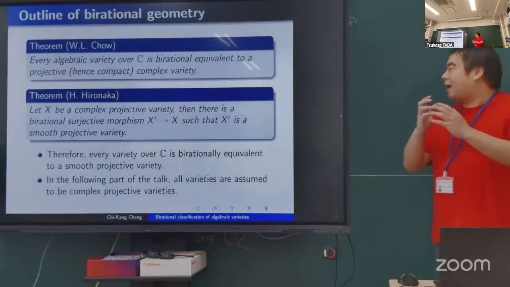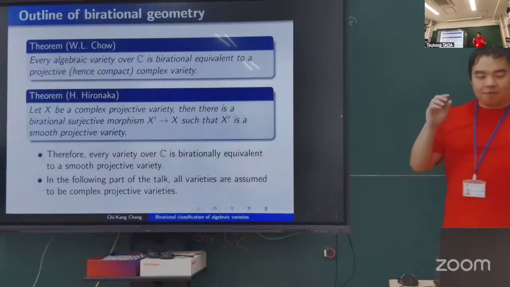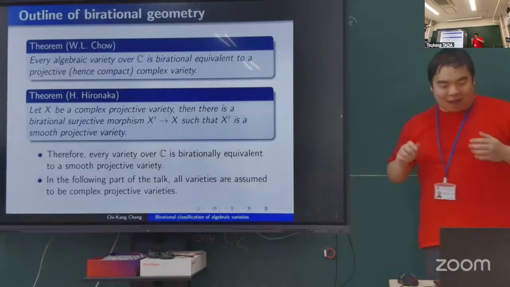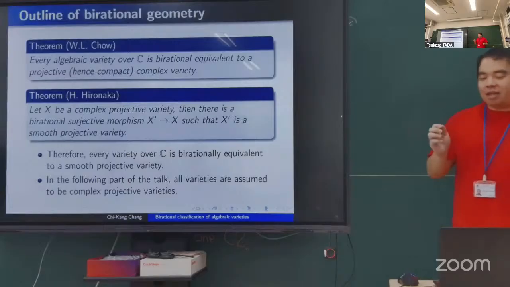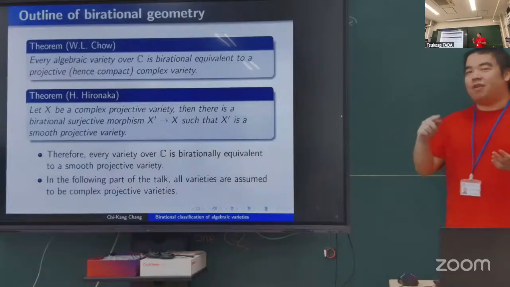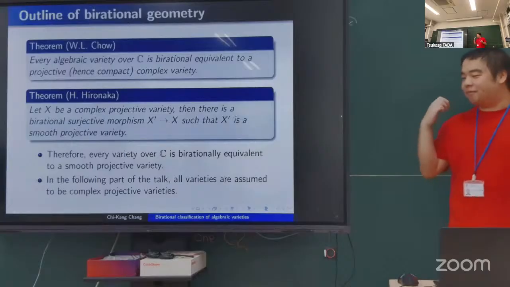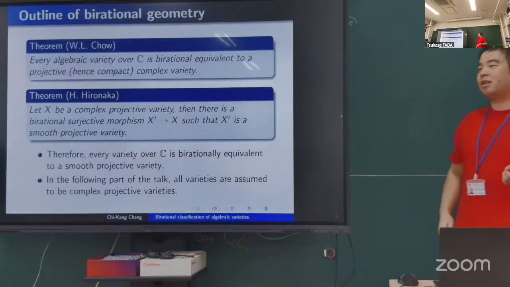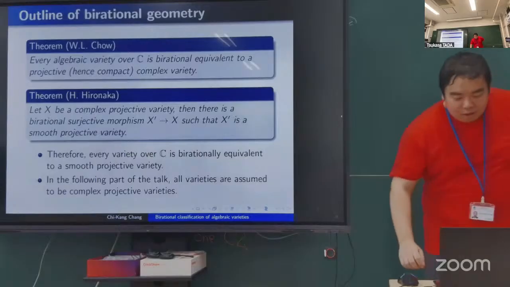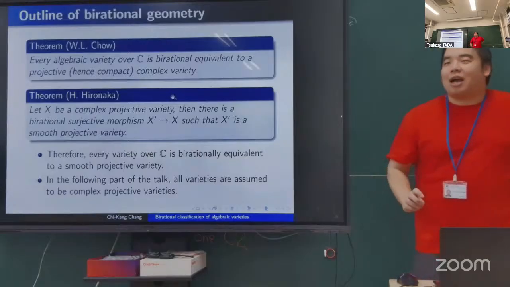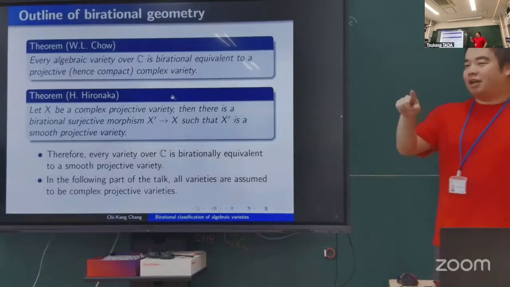So combining the theorems of Chow and Hironaka, we can see that every variety over the complex numbers is always birationally equivalent to a smooth projective compact variety. Okay, in the following, every variety is assumed to be over the complex number field.